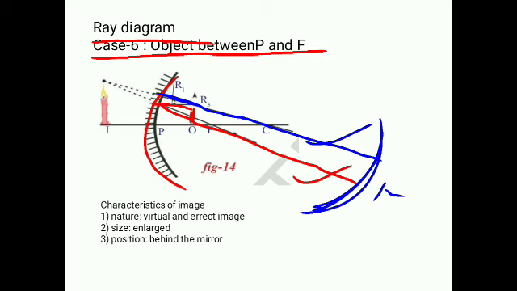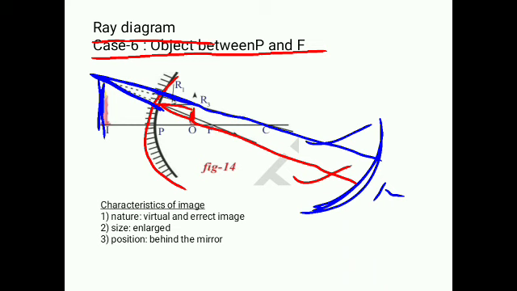So we will see the image backside of the mirror. How is it possible? See, extend these reflected rays backwards. So here we get the image.